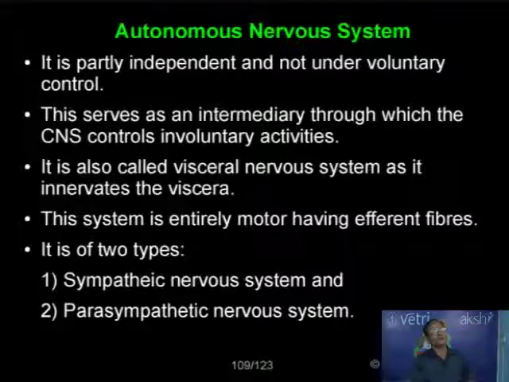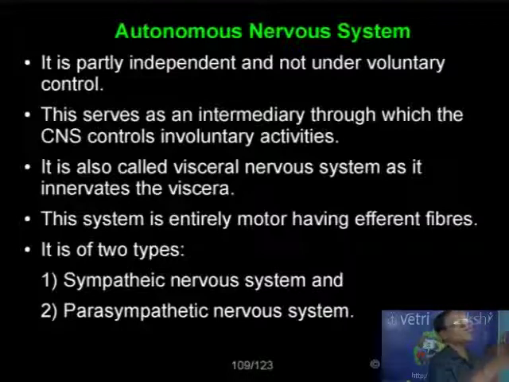In the autonomic nervous system, all the nerves are motor and efferent in nature. It sends out only motor information and never carries sensory impulses. It always leaves from the spinal cord carrying motor impulses, acting as efferent nerves, never as afferent or sensory nerves. So the entire system is motor, having only efferent nerves and no afferent nerves.